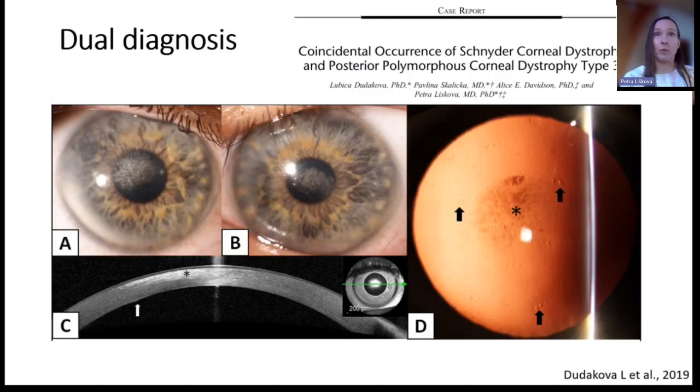And the last case that can happen is a dual diagnosis. So I always wonder, what are your chances to win a lottery compared to having two different rare corneal dystrophies? But we did observe a patient with Schnyder corneal dystrophy and posterior polymorphous corneal dystrophy type 3, and both were characterized at the molecular level. So we identified the disease-causing mutations.